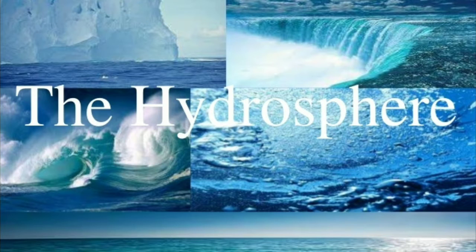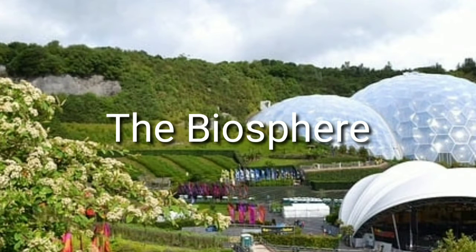Next is the hydrosphere. The hydrosphere consists of the water that is on the surface of the planet, underground, and in the air. Next one is the biosphere. The biosphere consists of the sum of all ecosystems.